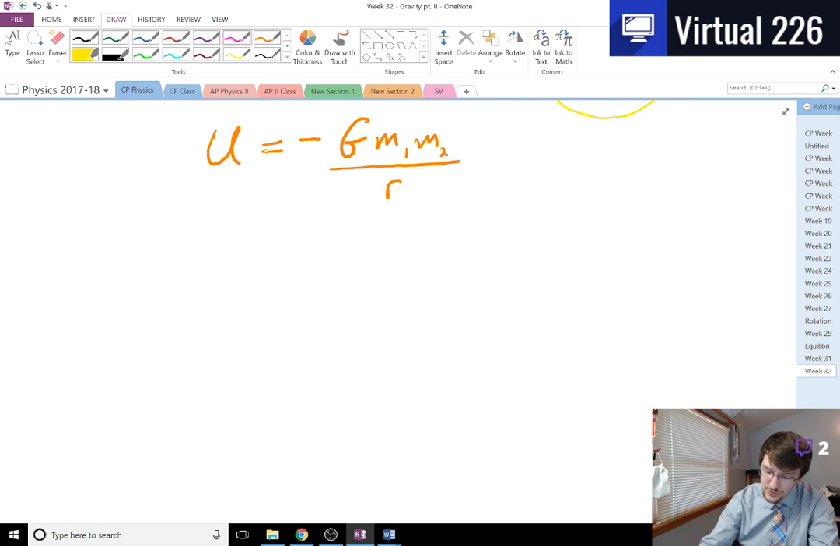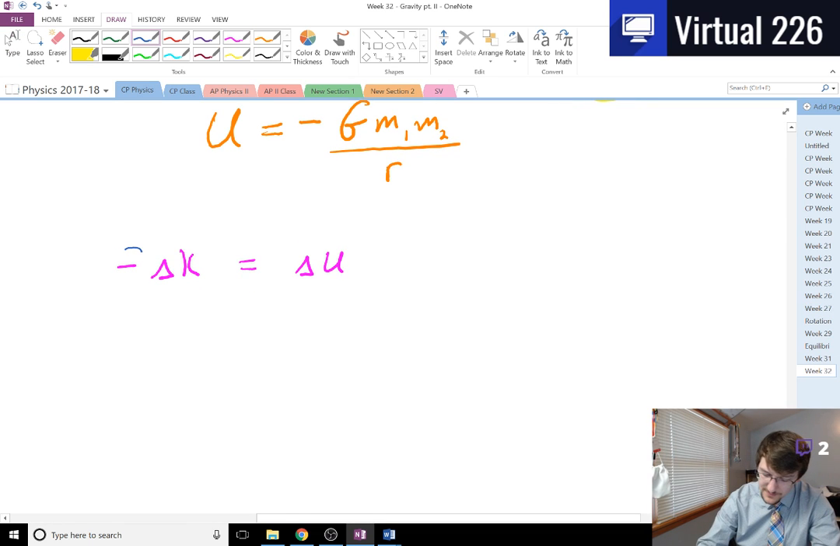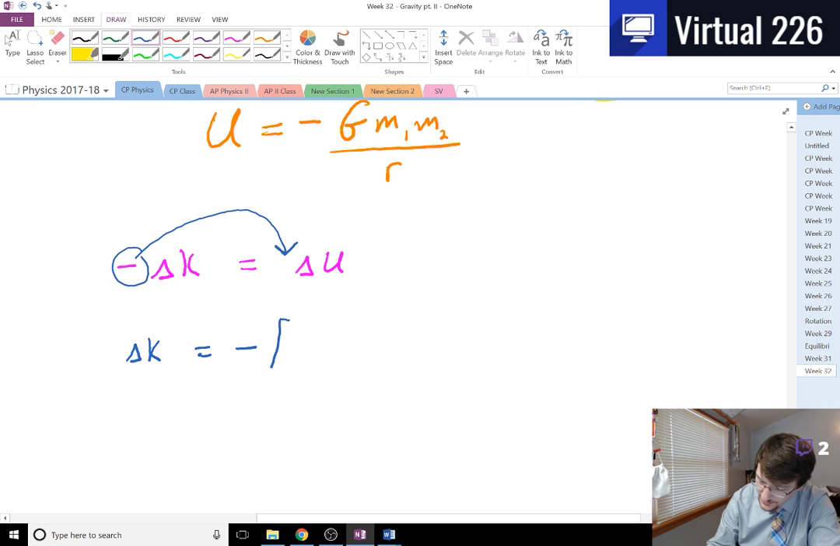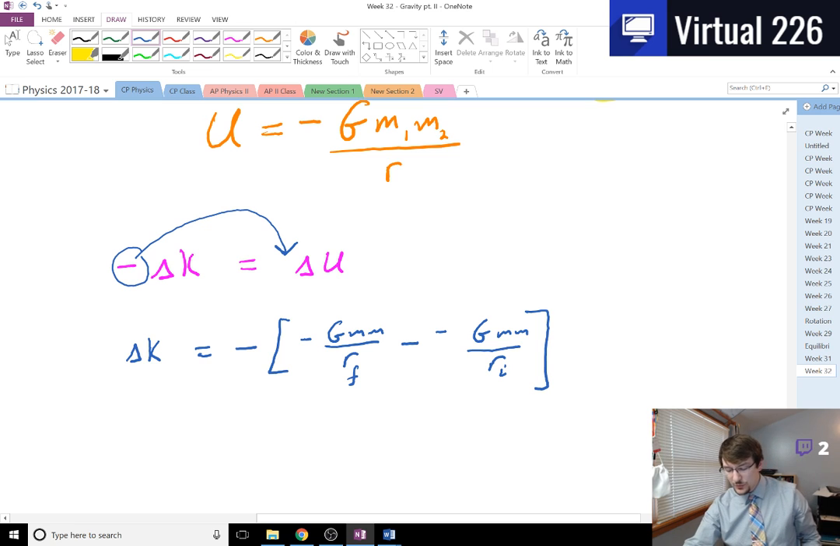What this allows us to do is, when we have negative delta K equals delta U, this negative here, we're going to bring it over. And if we expand this out again, what we'll see is that delta K equals a negative of negative GMm over our final position minus negative GMm over our initial position. And what this will do for us, which is really nice, is it's going to get rid of a lot of negatives.